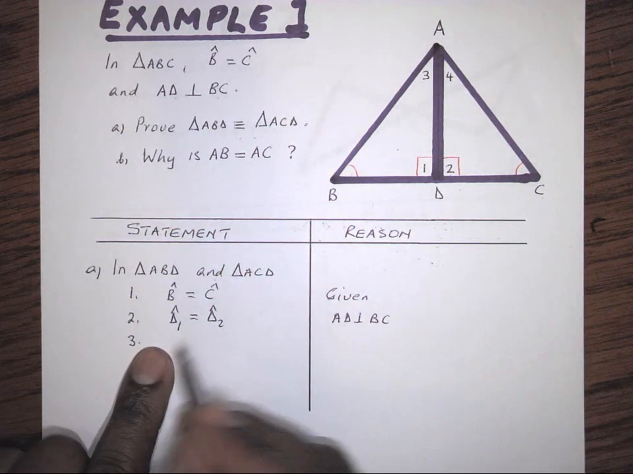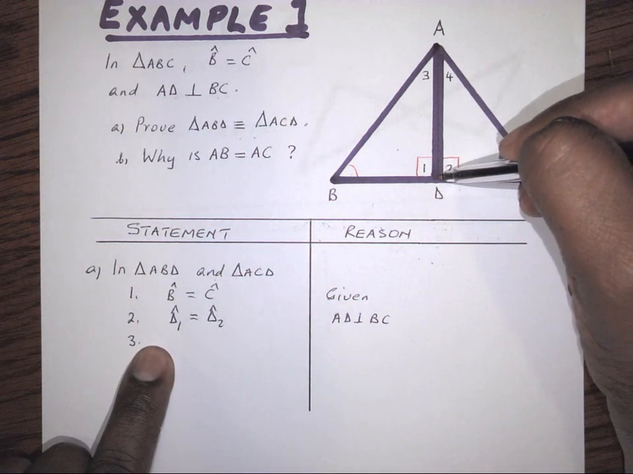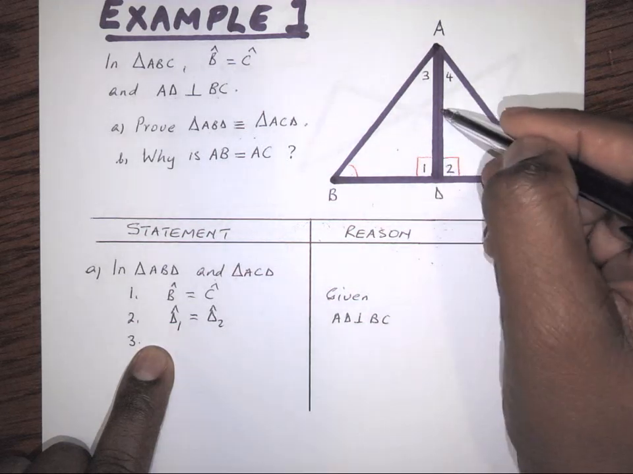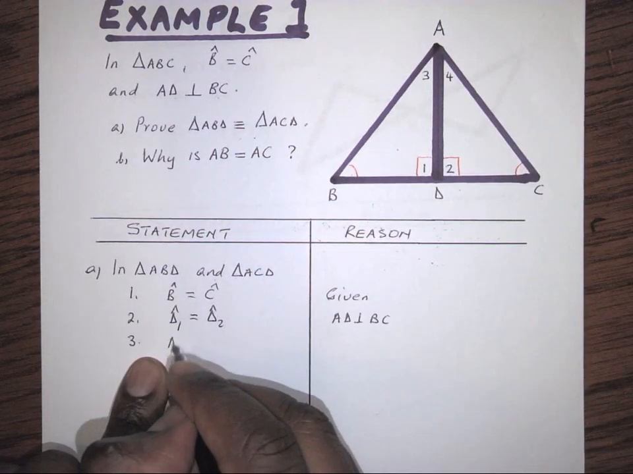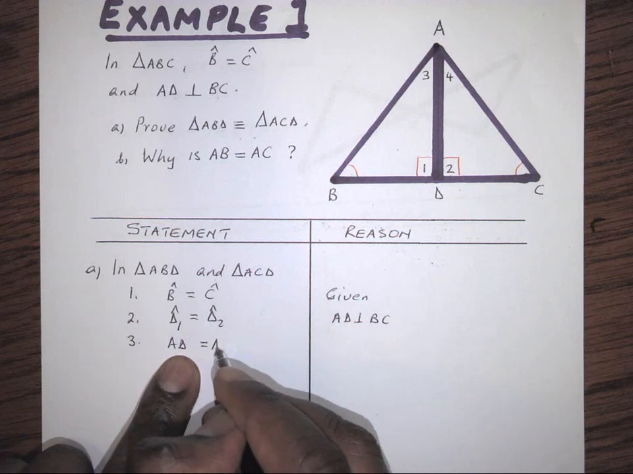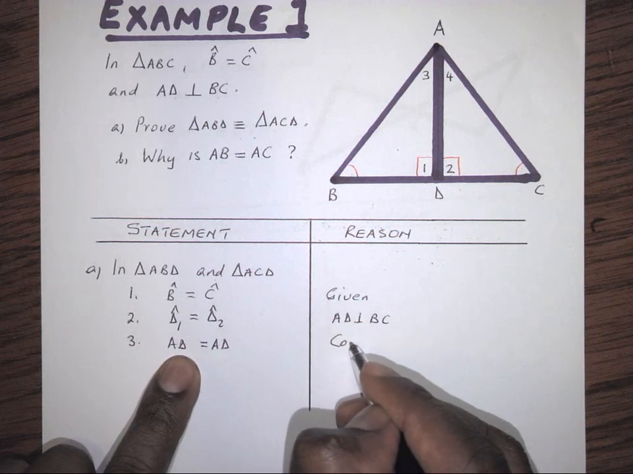The next one. We said there was AD, which is a common side between the two triangles. There's AD on this triangle, there's AD on this triangle. So AD equals AD, that is a common side.